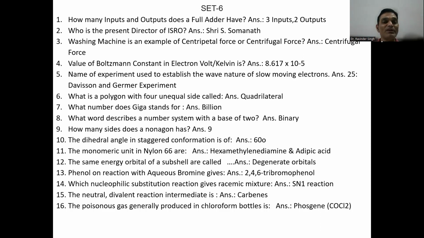Answer is billion. What word describes a number system with a base of 2? Answer is binary. How many sides does a nonagon have? Answer is 9. The dihedral angle in the staggered conformation is 60 degrees.